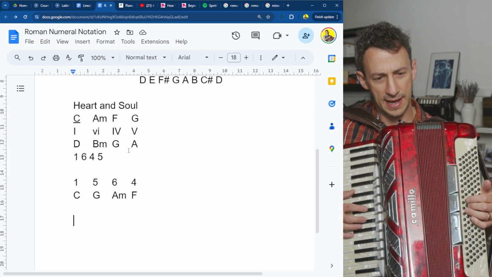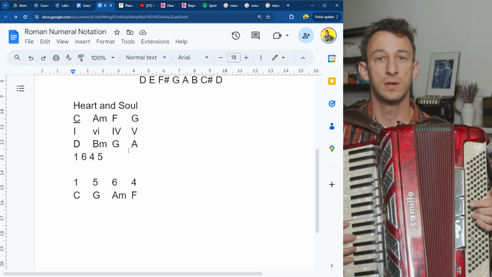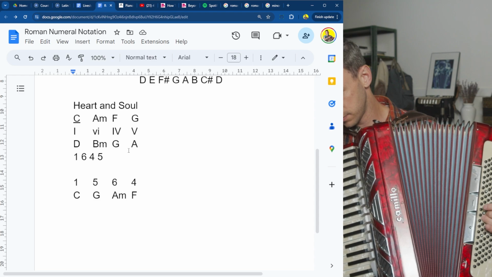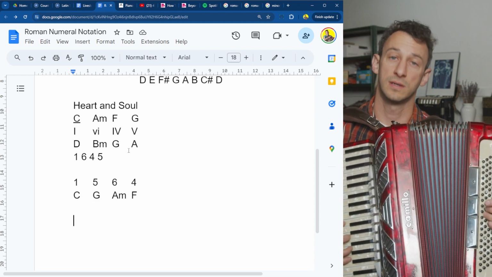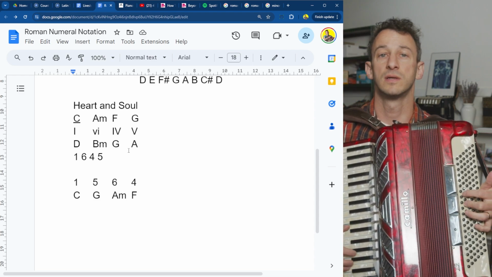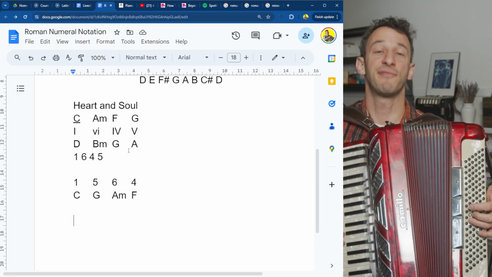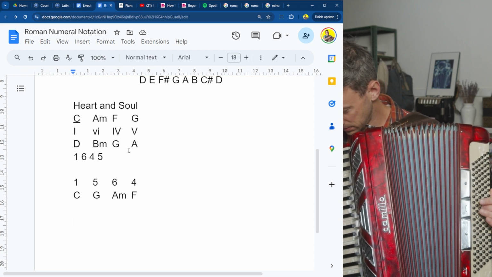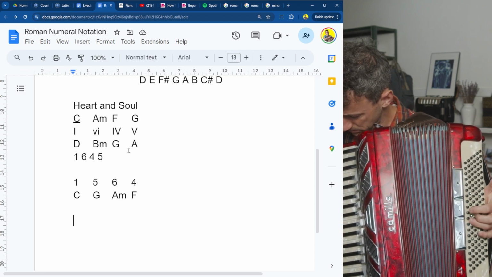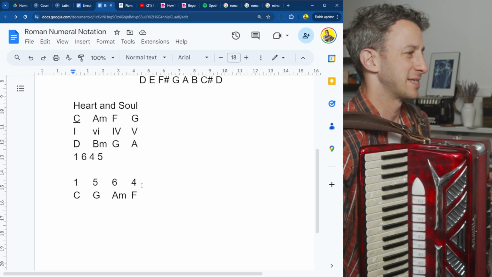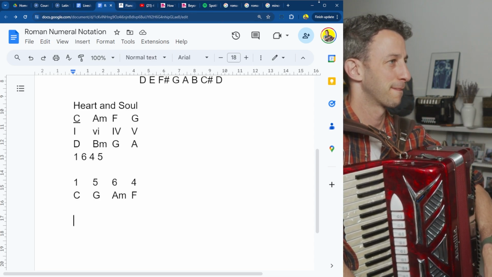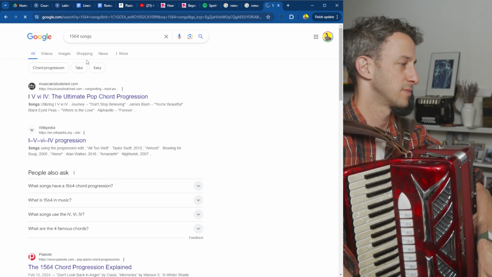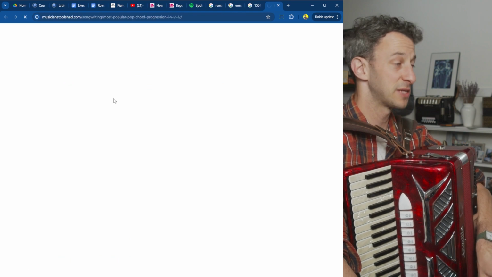What about the Office theme song? C major, G major, A minor, F. What about, let's see, 1, 5, 6, 4 songs. The ultimate pop chord progression.